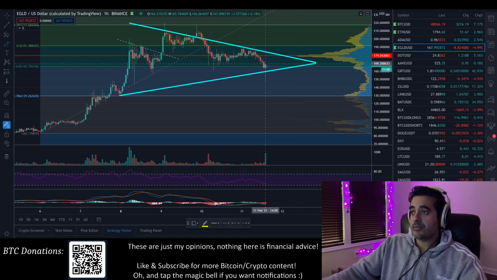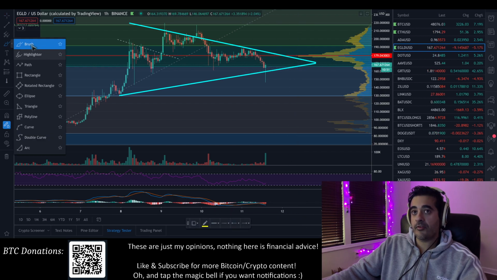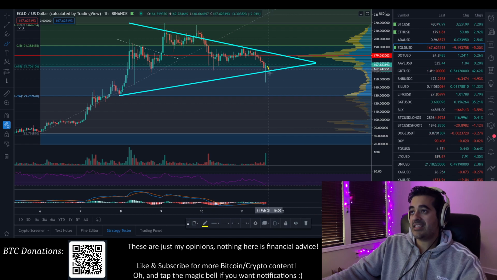And then the other possibility is that we come down and touch this, or we just keep moving sideways and then we break out of this. Now, if that happens and we come down and we flip this line on top into support, that's a good sign, because basically what that means is you could end up seeing a move up from there. So these are the two main scenarios we're looking at.